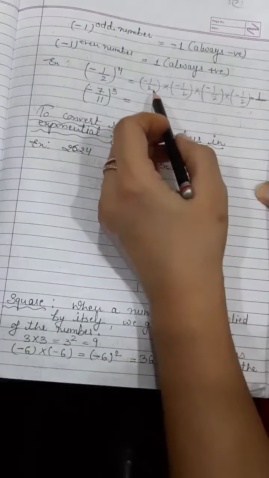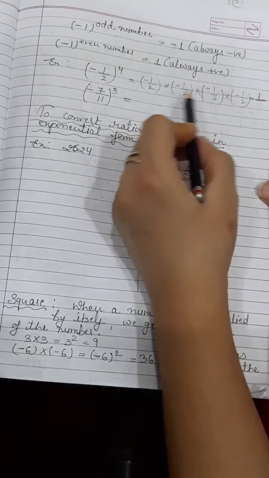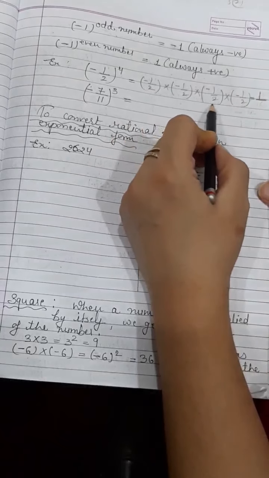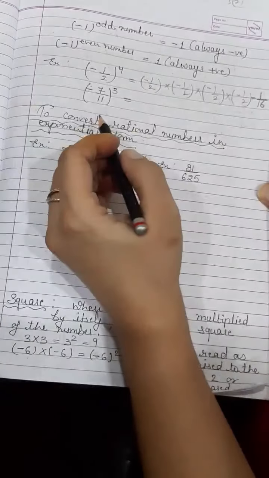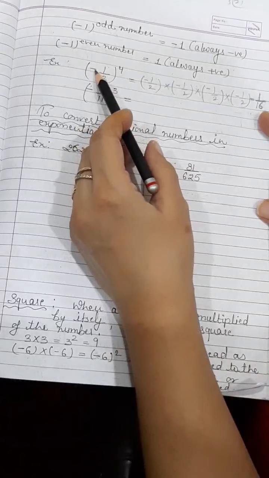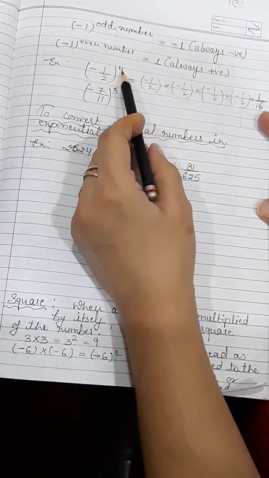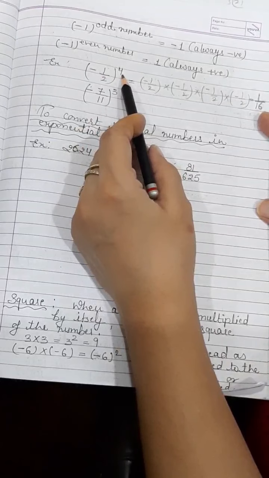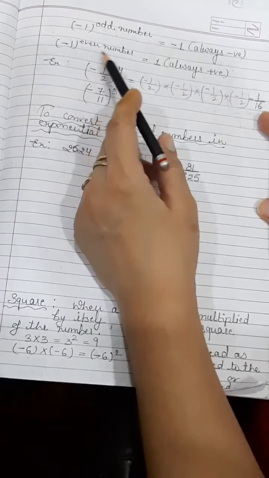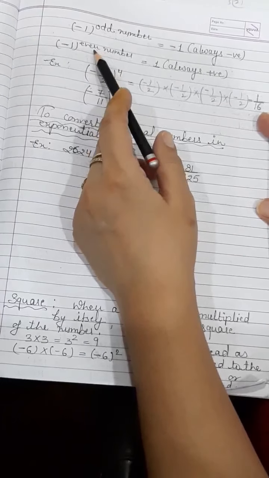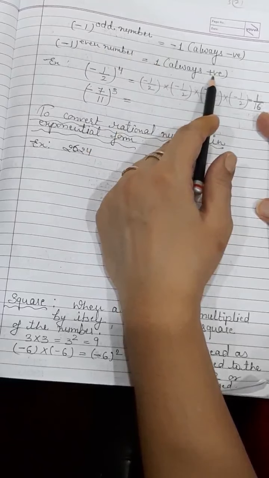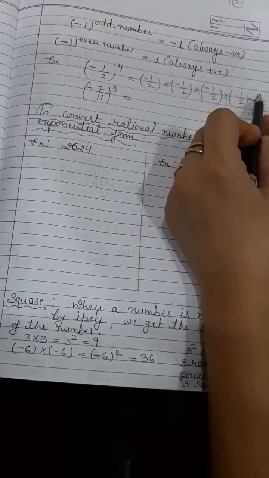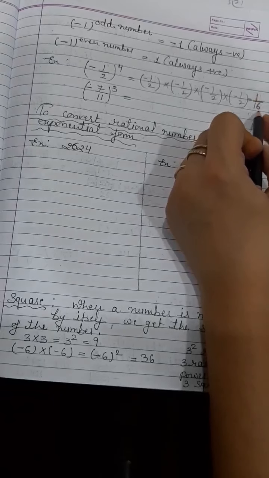And when you multiply the denominators, 2 2s are 4, 4 2s are 8, 8 2s are 16 will come. Yeah? Now here you can see the minus sign's power is 4, and 4 is an even number. So with the answer you have to apply a positive sign. So the answer will be 1 upon 16.